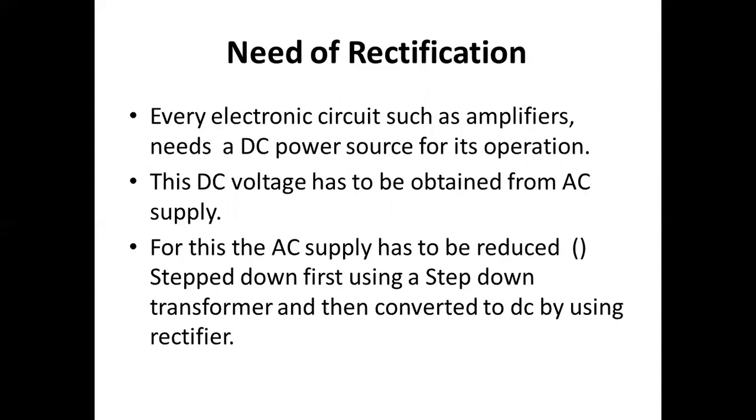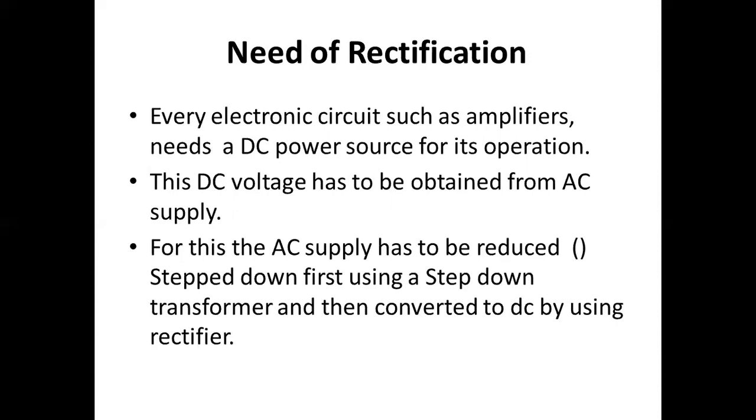Need of rectification. Actually, what is the purpose of using rectification? Every electronic circuit such as amplifiers needs a DC power source for its operation. This is one small example. In power electronics, the power supply levels keep increasing, such as 110 volts, 220 volts, or 440 volts. Even power diodes or power transistors go to thousands of volts, kilovolts and kiloamperes.